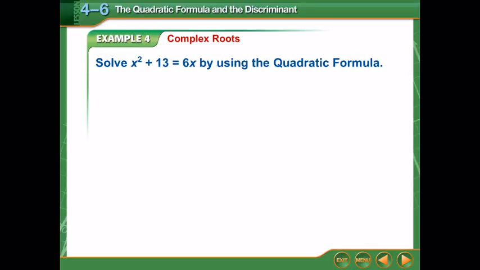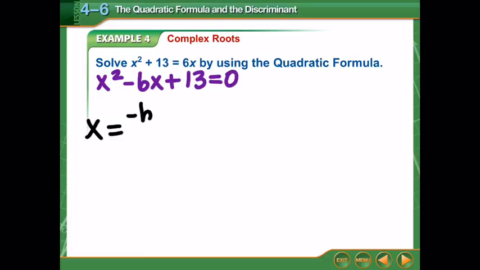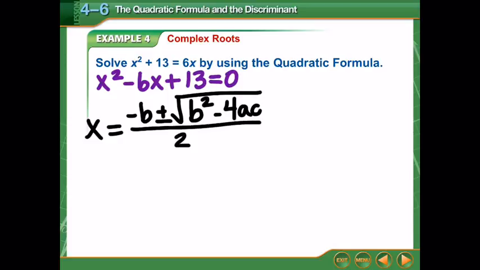Okay, example 4 says x squared plus 13 equals 6x. So make sure that you move everything to the left-hand side. So this would become x squared minus 6x plus 13 equals 0. Okay, so I'm going to go ahead and write the formula. X equals negative b plus or minus the square root of b squared minus 4ac all over 2a.